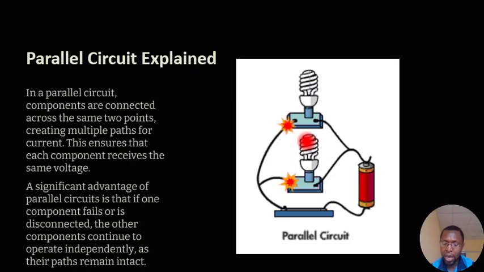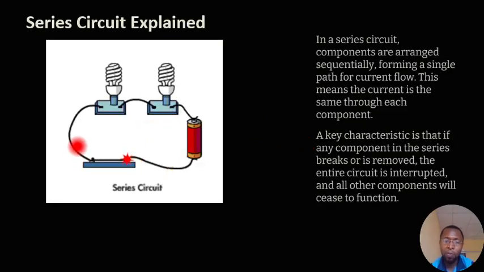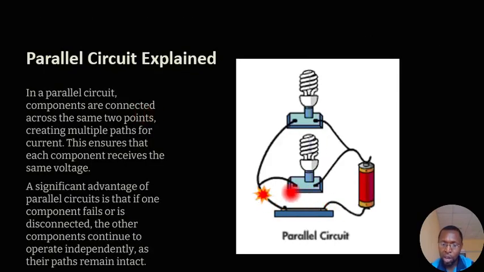For series again, I want to reiterate that the same current flows through each of the bulbs, but different voltage, which we call potential difference. But for parallel, different current flows through each of the bulbs, but the same voltage is across them. One good thing about the parallel connection is that when one of the bulbs or one of the loads is faulty, it does not affect the other one because it's not the same current.